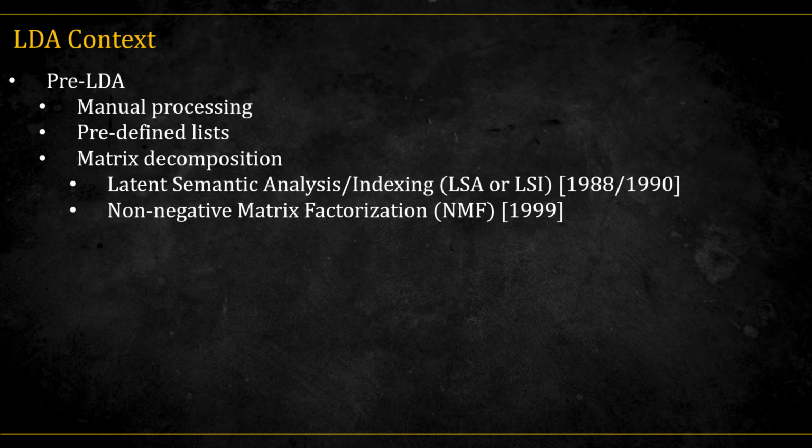I'd like to place LDA in historical context, to understand how topic modeling evolved. Before LDA, several approaches were used. The most basic method was manual processing, reading documents and assigning labels by hand. This is accurate but slow, expensive, and not scalable. Another approach relied on predefined dictionaries. You created word lists representing different topics and counted how often those words appeared in each document. This allowed automation, but it could not discover new themes. It was limited to what had already been defined in advance.